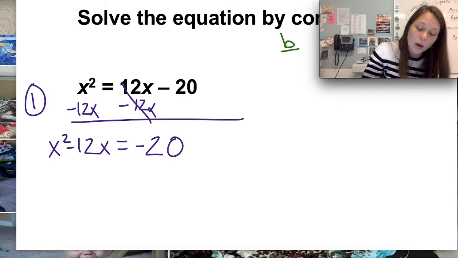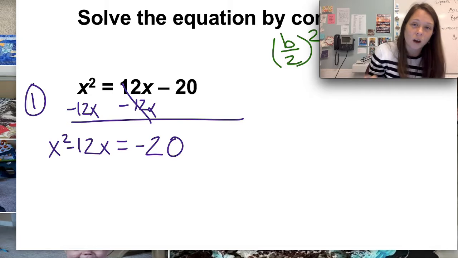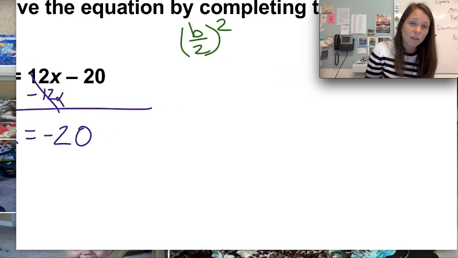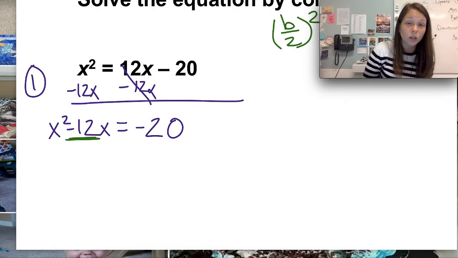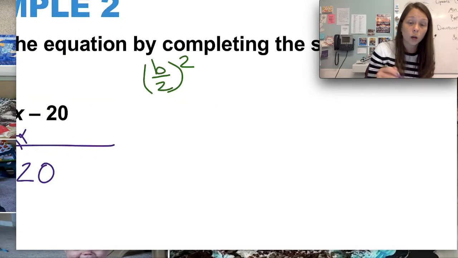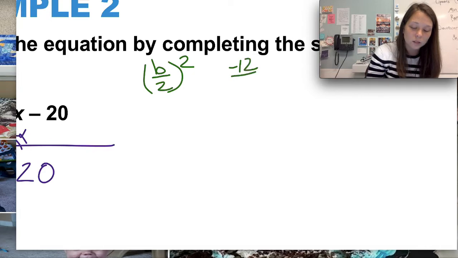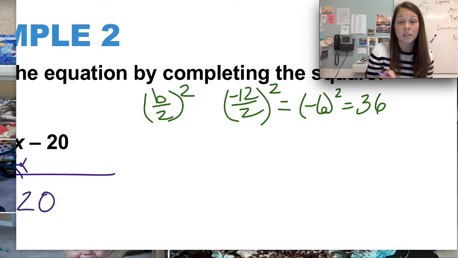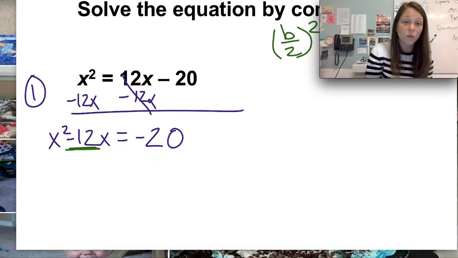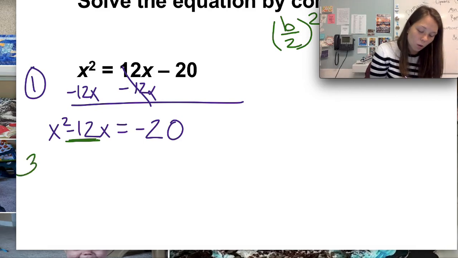So I'm going to do my calculation of b over 2 squared kind of off to the side here. My value of b is what's attached to x in this last line of work, so negative 12. So the work I'm going to do is negative 12 divided by 2 squared. That's negative 6 squared, which is 36. So I'm going to take this value of 36 and I'm going to add it to both sides of my equation. And again, what I'm going through now is step 3.